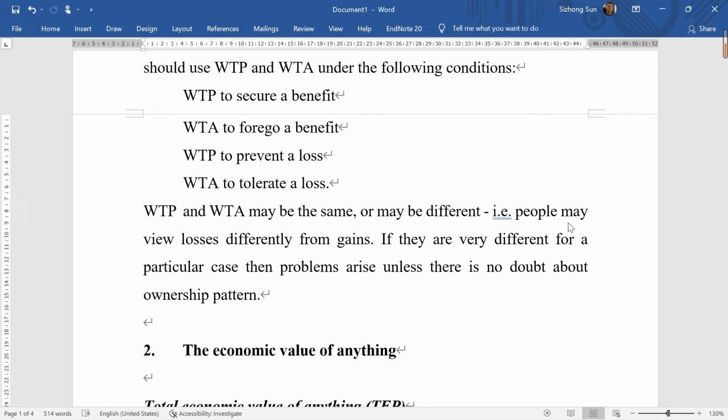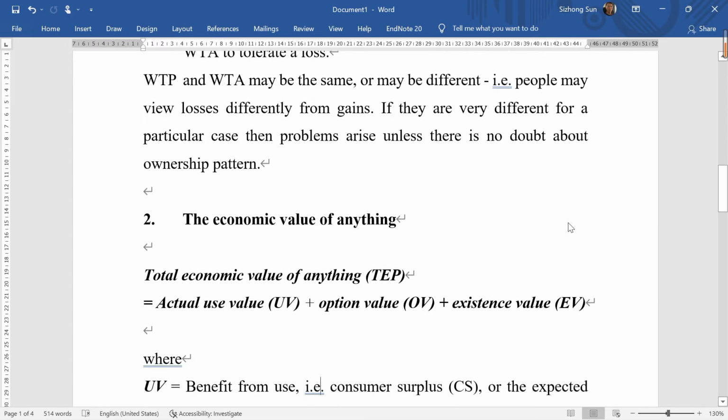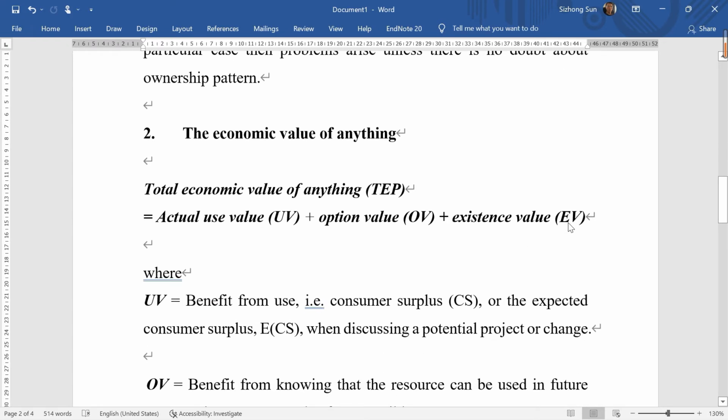WTP and willingness to accept might be the same or might be different. That is, people might view losses differently from gains. So if they are very different for particular cases we are looking at, then problems arise unless there is no doubt about the ownership structure. So essentially what we are doing here is putting a value on everything.